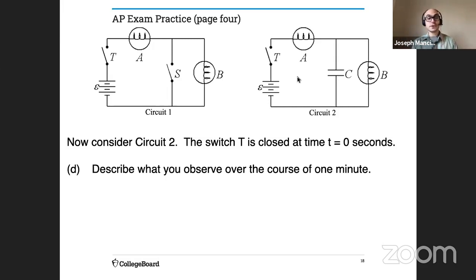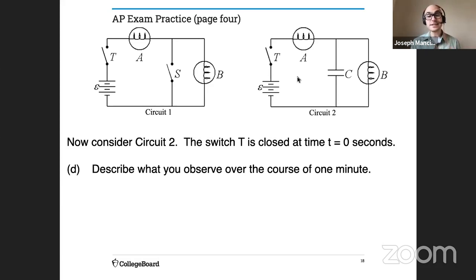All right, so in circuit number 2, switch T is closed at time equals 0 seconds. Describe what you would observe over the course of 1 minute. Well, I see a capacitor, so I know that time is going to be important. When that switch is first closed, the capacitor is uncharged.